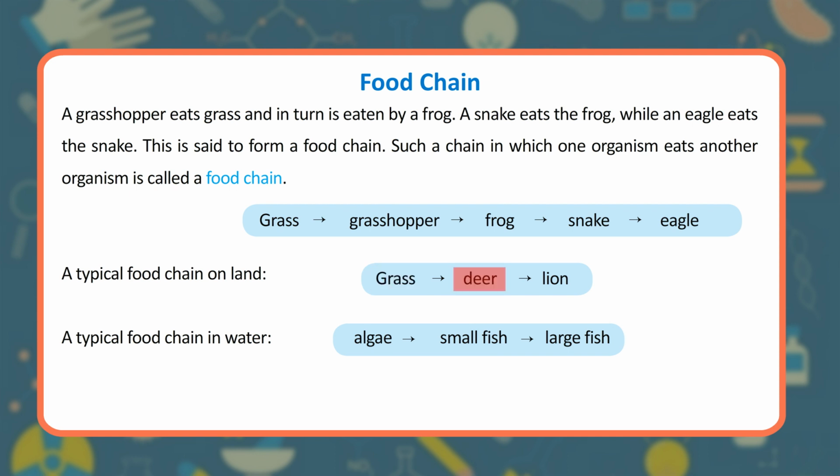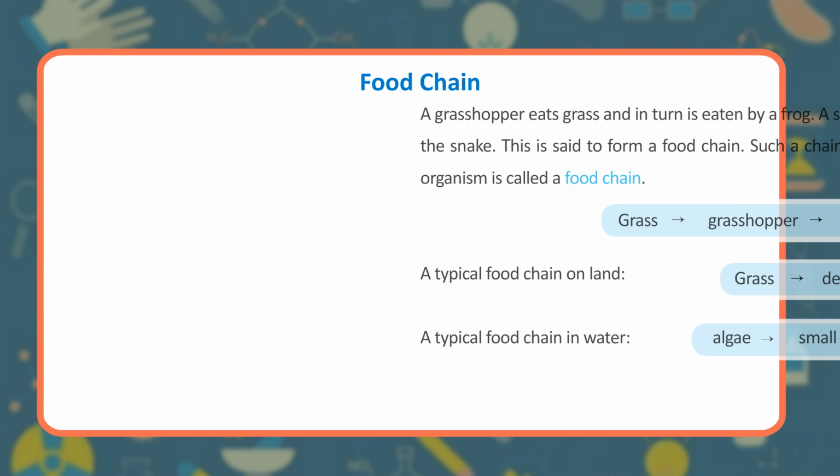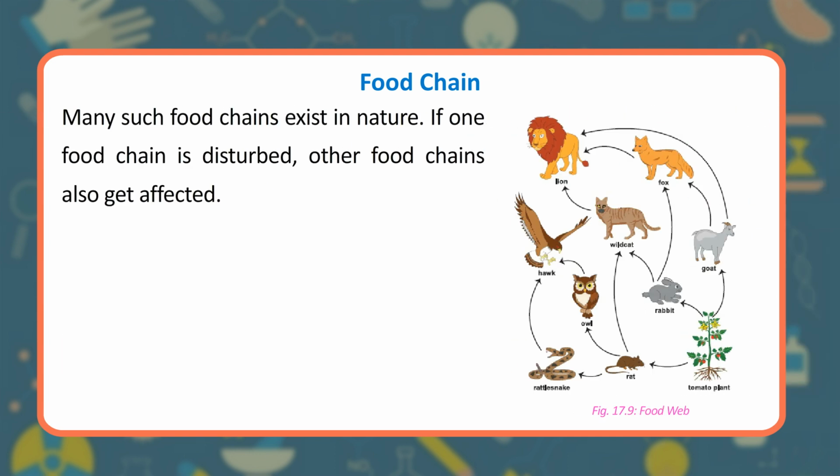Grass, deer, lion. A typical food chain in water: algae, small fish, large fish. Many such food chains exist in nature. If one food chain is disturbed, other food chains also get affected.